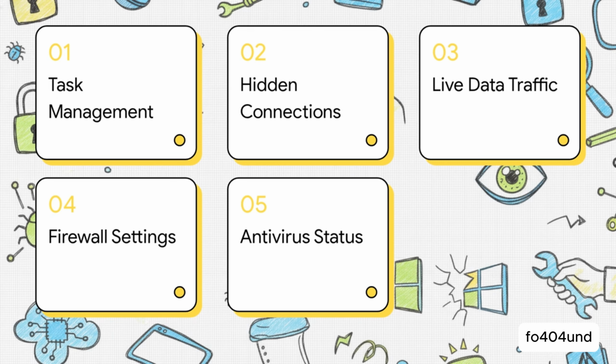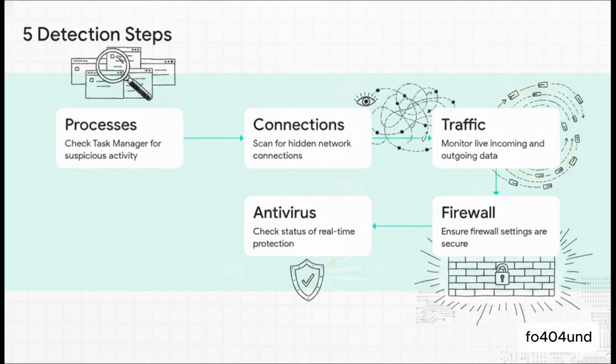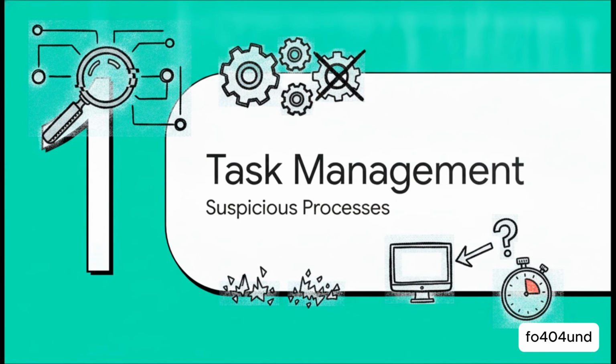To secure your system, we're going to systematically investigate 5 specific areas. First, we'll look at task management and suspicious processes. Then, scanning hidden network connections, monitoring live data traffic, securing firewall settings, and finally, checking your antivirus software status. So, we're going to move systematically here. We'll start right at the surface level with those obvious visual clues in your active processes, and then we'll dive deeper, step by step, into the really hidden layers of digital forensic evidence, all the way down to network packets and your core defense mechanisms. Okay, let's dive into this.